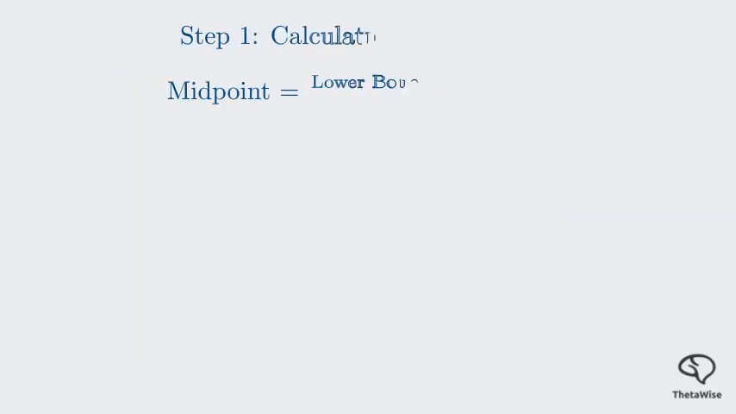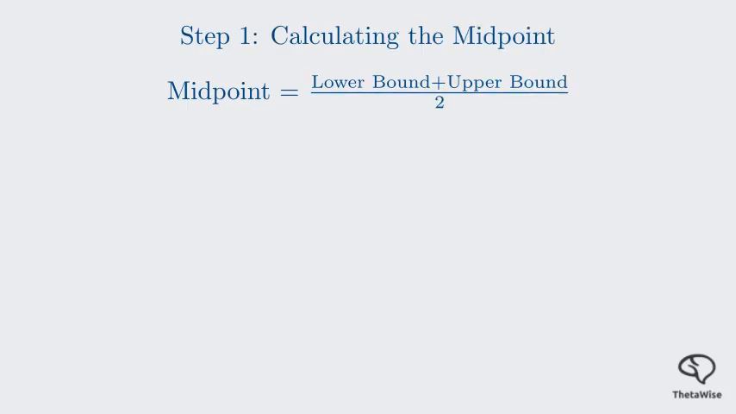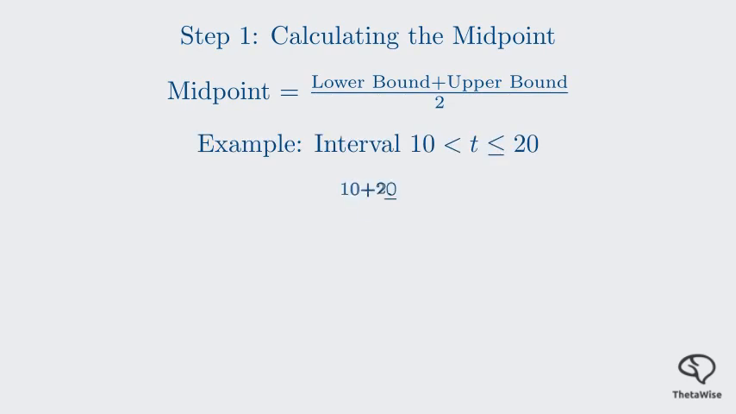Let's look at step 1 more closely. To find the midpoint of an interval, you add the lower bound and the upper bound together and divide by 2. For example, for the interval 10 to 20, we calculate 10 plus 20 divided by 2, which equals 15. So, 15 is our midpoint. We will repeat this for every row in our table.